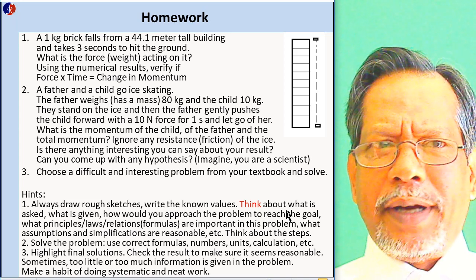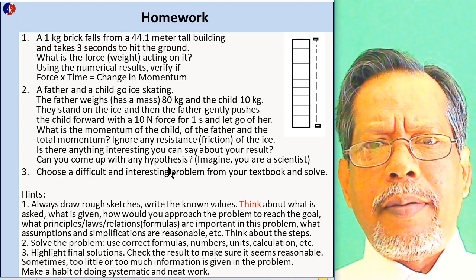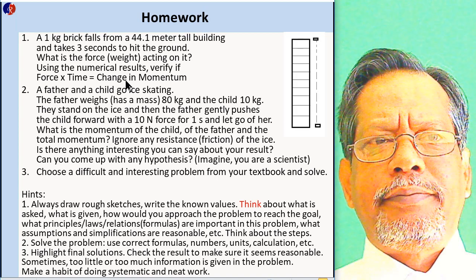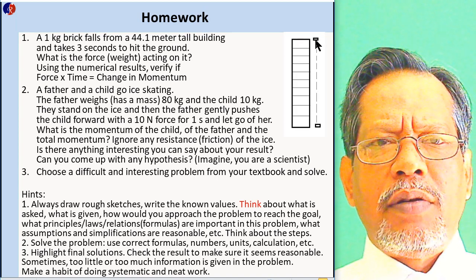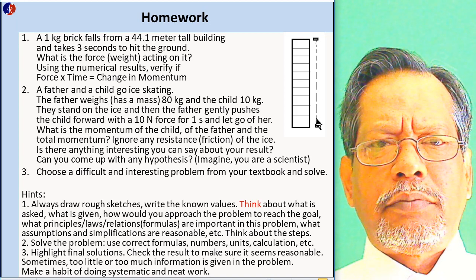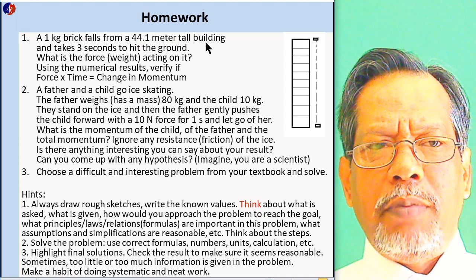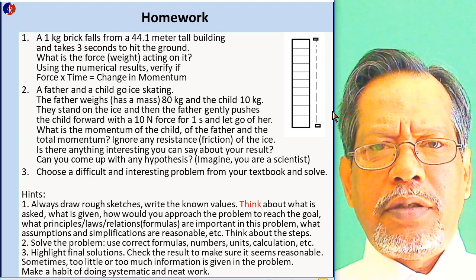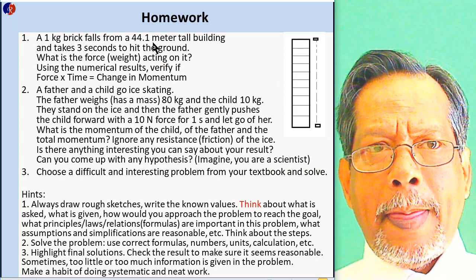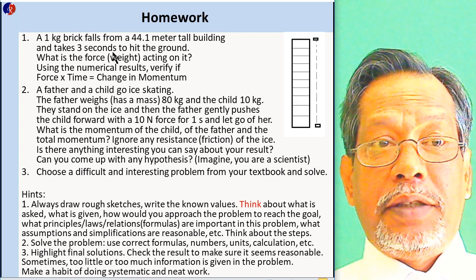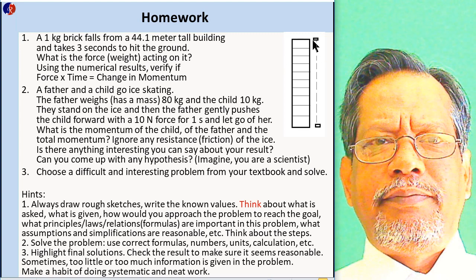I'll assign some homework right now. Take a picture of this. Read through it. It's very simple. This 1 kilogram brick falls down from a 44.1 meter tall building. It takes 3 seconds to fall down. Fall 44.1 meters in 3 seconds. It hits the ground. What is the force acting on it?